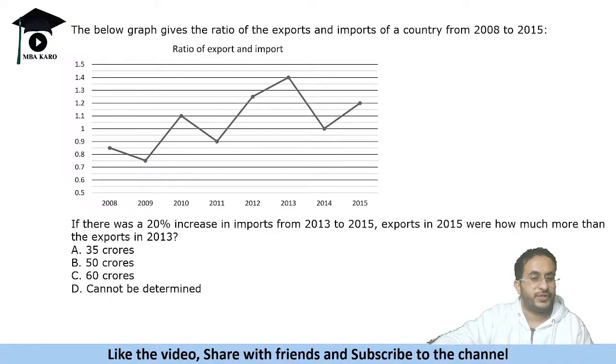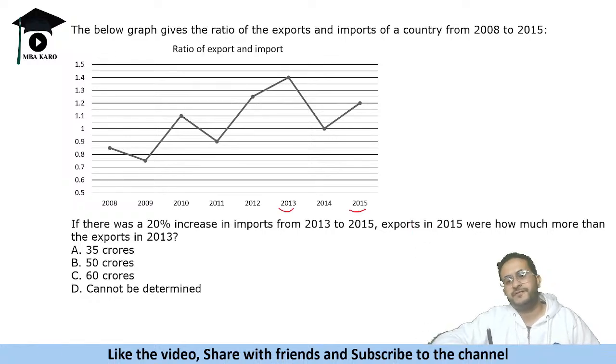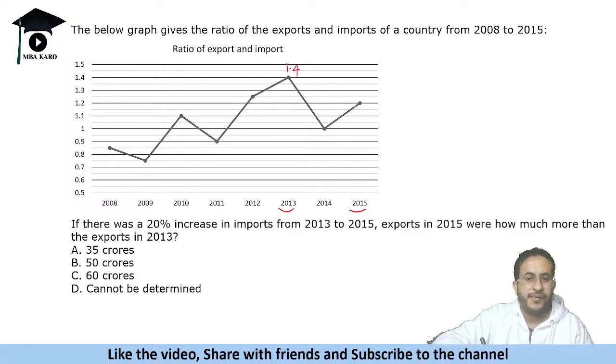Okay, here's the next question on it. If there was a 20% increase in imports from 2013 to 2015, exports in 2015 were how much more than the exports in 2013? So 20% increase in imports from 2013 to 15, and you need to find the increase in exports in 2015 with respect to exports in 2013.